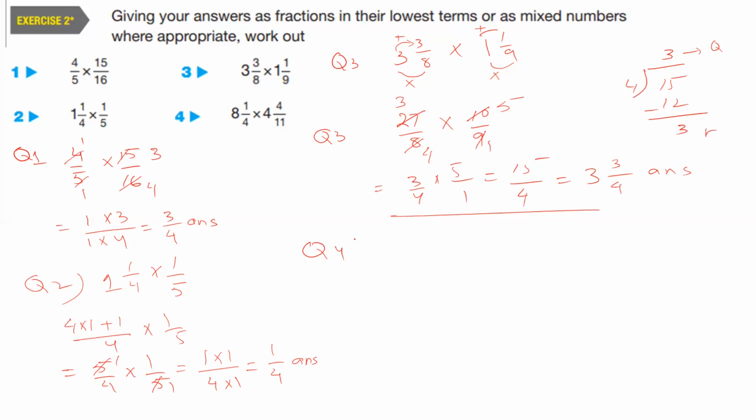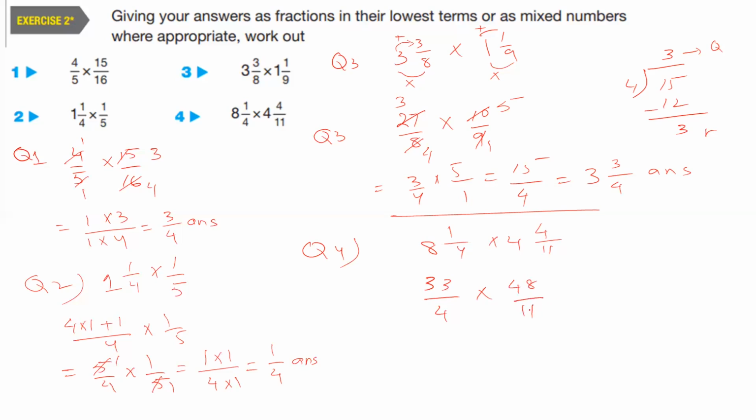Question 4 states 8 whole 1 upon 4 times 4 whole 4 upon 11. Now again, we convert them into improper fractions. 4 times 8 is 32. 32 plus 1 is 33. We straight away write 33 upon 4 times 4 times 11 is 44 plus 4 will be 48 upon 11.